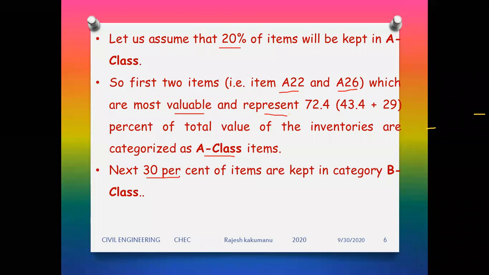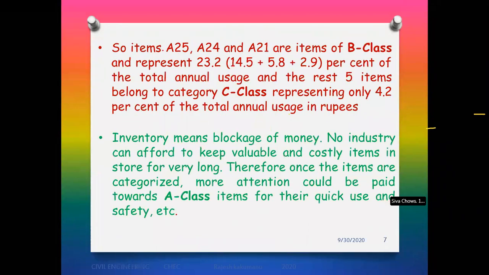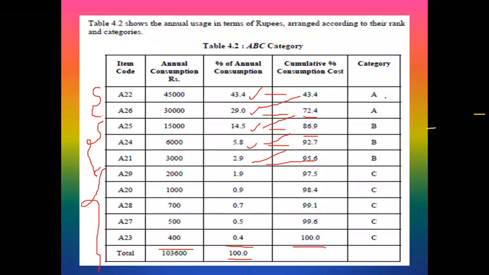Next, 30% of the items are kept in B class items. So here 20% is done, here 30% is done. The items 25 to 21 are the B class items, which represent 23.2% of annual usage. And the remaining 5 items go to the C class items, representing only 4.2% of the total income. So this is how you have to conclude, right? Finally, A class items are 2 items, B class items 3 items, C class items 5 items. So 20%, 30%, 50%.